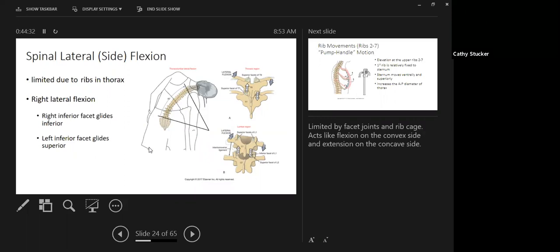Side flexion we kind of talked about. Again, in the thoracic spine, it's limited due to ribs. So when you watch somebody bend to their side, you're going to typically see a little more flattened curve in the thoracic spine. You should see a little bit more of a curve in the lumbar spine, although there's only about 3% or so per segment of side flexion. But the thoracic spine is limited by how much rib mobility there is.